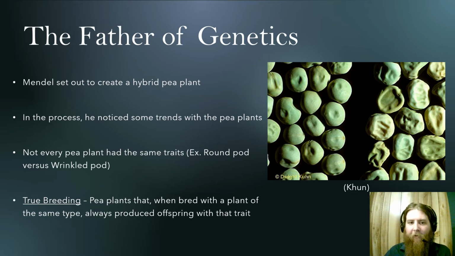Mendel very quickly noticed that not all pea plants had the same traits. In this image here on the right, there are some round pods on the left and some wrinkled pods on the right. Very different looking peas. Mendel also found that some of his plants were true breeding, and he bred many of them to be true breeding. These are pea plants that when bred with a plant of the same type, for example a round pod bred with a round pod, always produce offspring with that trait. In this case, the round pod.